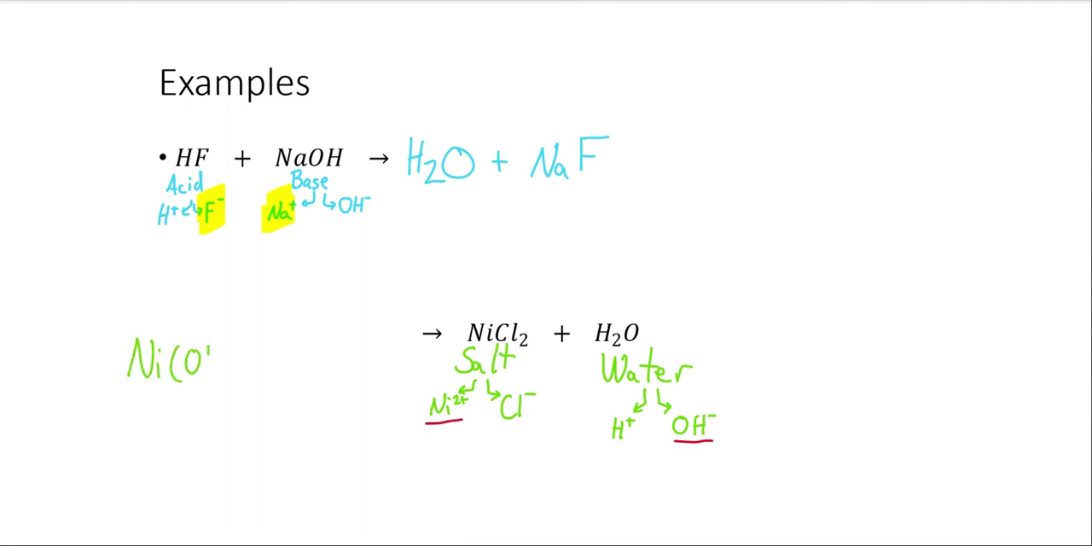nickel hydroxide, or this is our base. And this chlorine minus ion will combine with the H plus ion, making HCl, or if we remember our naming rules, hydrochloric acid. Now you probably notice that this is not a balanced equation. This is still a skeleton equation. That's okay, because now that we've identified the parts, we would be able to balance this if that's what we wanted to do.